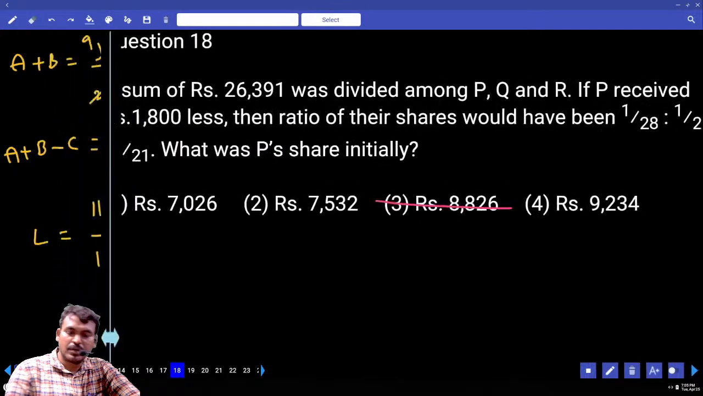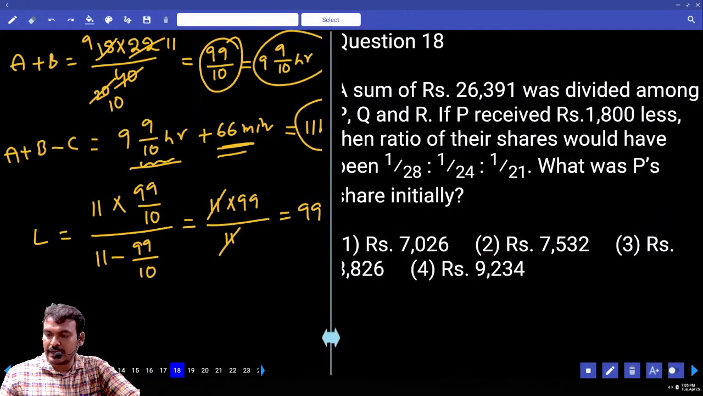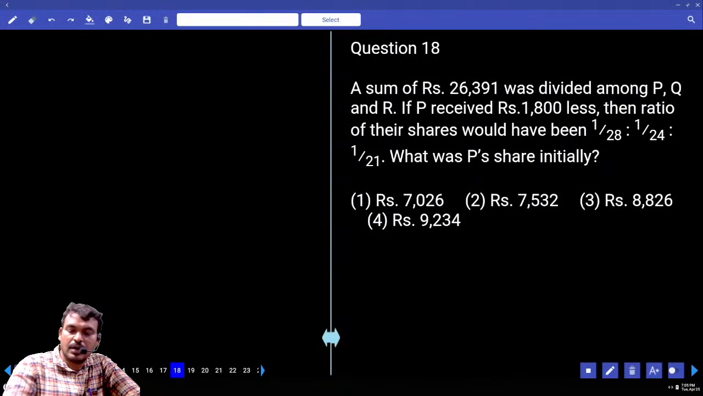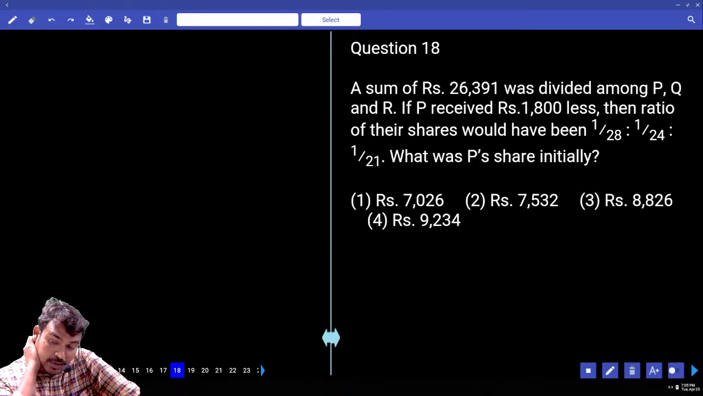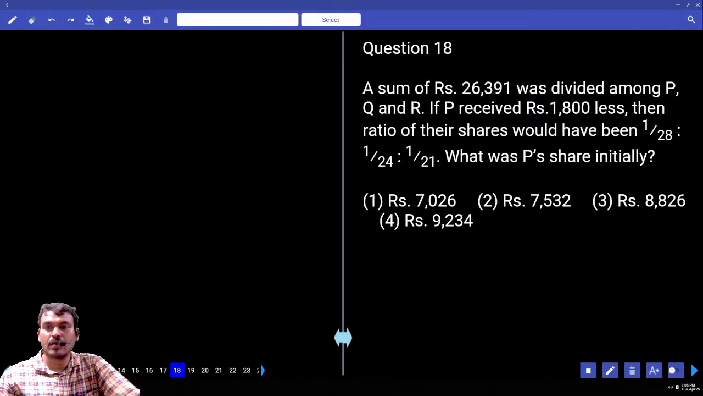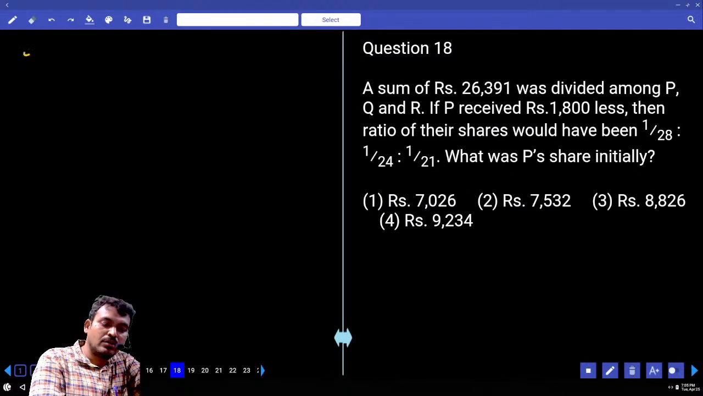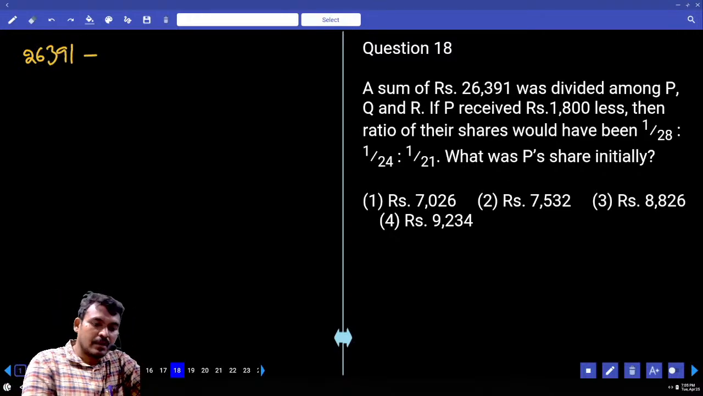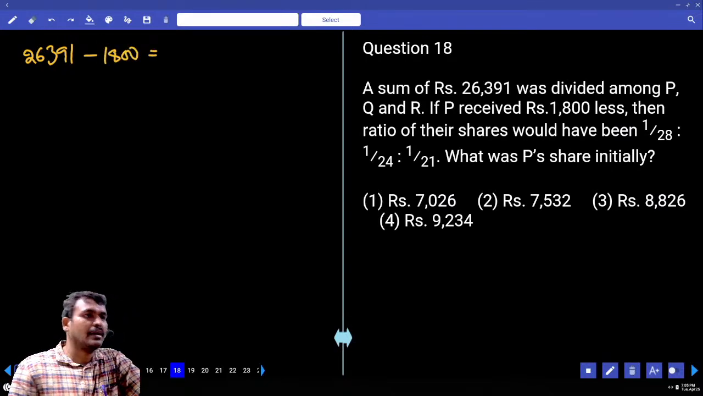A sum of 26,390 was divided among P, Q, R. If P received 1800 less, then the ratio of their shares would have been 1 by 28, 1 by 24, 1 by 21. What was the P share initially? Out of 26,391, P has how many rupees less? 1800 less. Means out of 26,391 we are subtracting 1800.